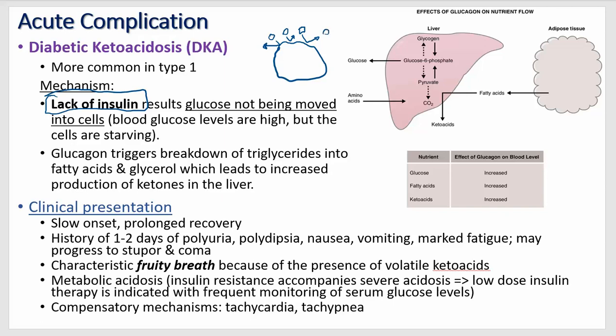So the glucose is out here. In fact, it's elevated. Okay, so in a type 1 diabetic with diabetic ketoacidosis, their glucose is elevated, but the glucose isn't moving into the cell. Why? Because we don't have insulin. Insulin is the trigger to move that into the cell. So this is a patient that probably stopped taking their insulin. Maybe they ran out, but either way, they're not taking their insulin. Okay, so blood glucose levels are high, but the cells are starving.